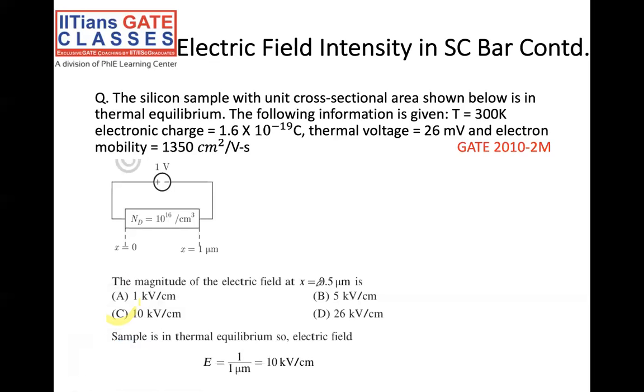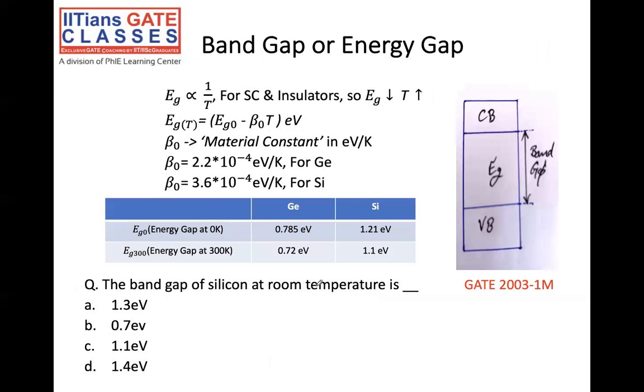So we'll move on to another topic, that is band gap, or its other name is energy gap. It is very useful in the EDC subject. So many questions are based on this. So let's understand what this is. It is the difference between the lowest energy level of the conduction band and the highest energy level of the valence band. And it is inversely proportional to the temperature for the semiconductor and insulators.